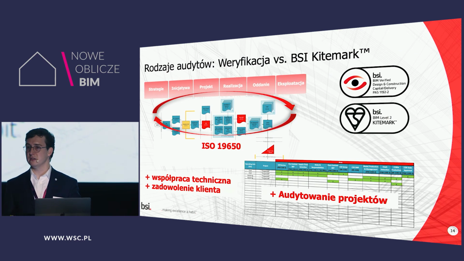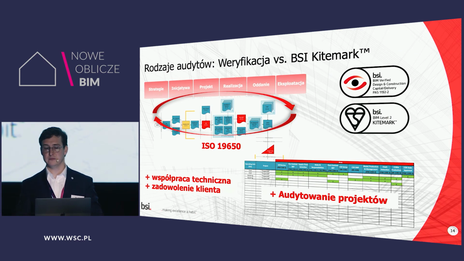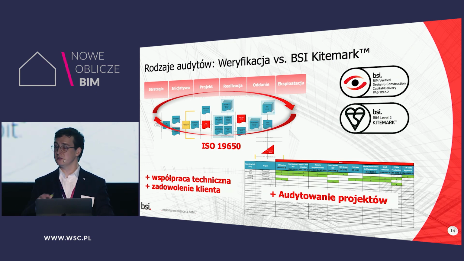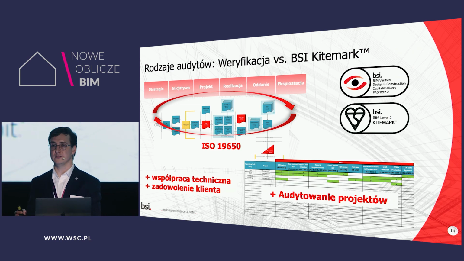Kite mark requires 1, 2, or 3 projects where all elements of 19650 can be presented as proof of the fact that whatever was planned and designed was actually implemented, including all personnel. Naturally, if a project does not use BIM, this does not apply. It applies only to those situations where BIM is actually used.